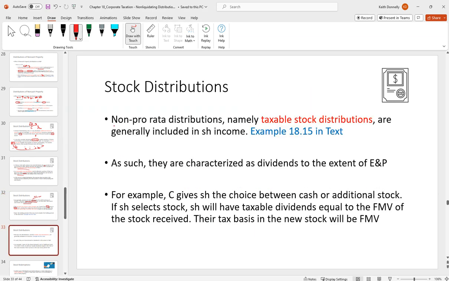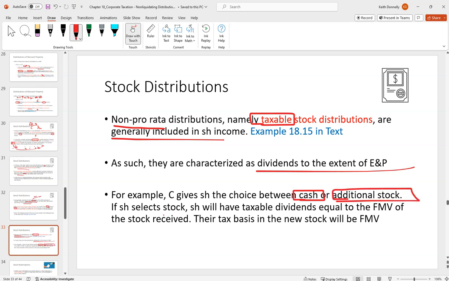And then it says non-pro rata stock distributions are taxable stock distributions and generally included in shareholder income. And as such, they're going to be characterized as dividends to the extent of E&P. So for example, the corporation gives the shareholder the choice between cash or additional stock. If you select the stock, you'll have taxable dividends equal to their fair market value. The tax basis will be the fair market value.